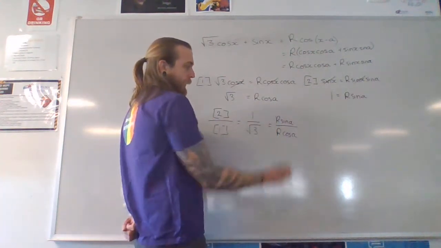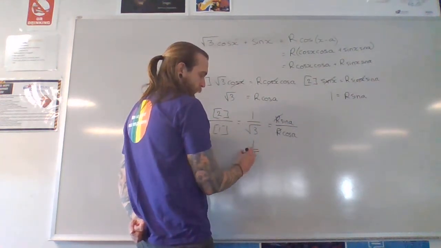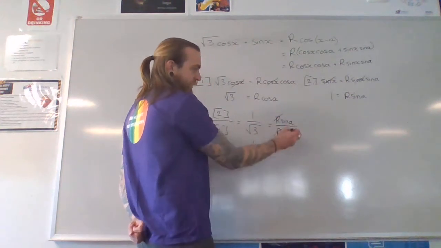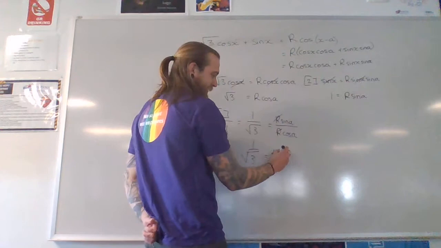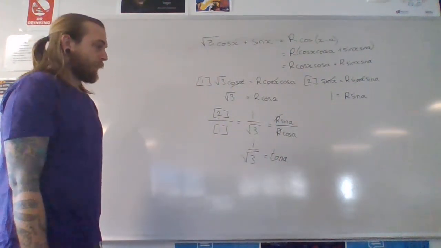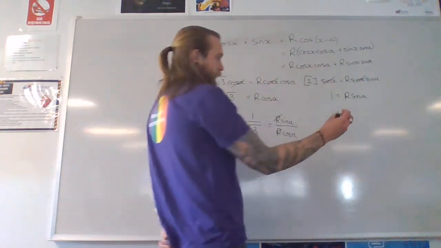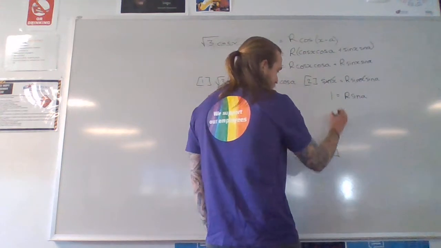r divided by r cancels out, and I'm left with 1 over root 3, remembering that sine of alpha over cos of alpha is equal to tan alpha. From that point, you would want to check your triangles. So I'll draw it up for you.